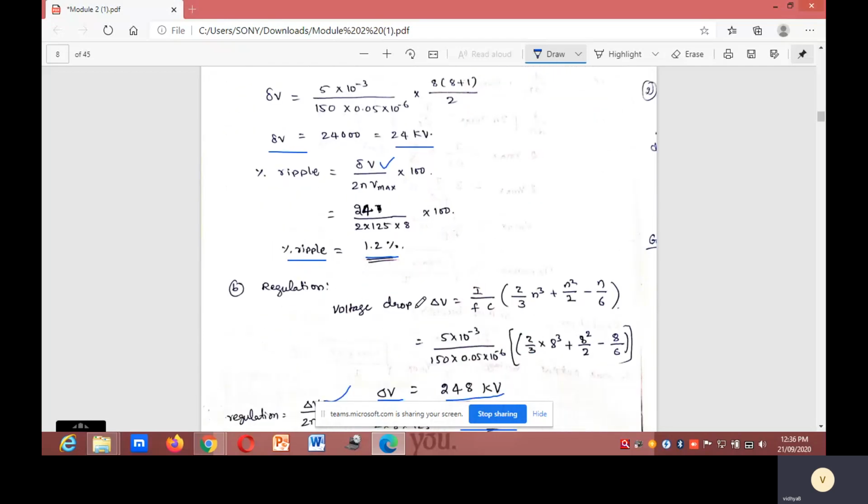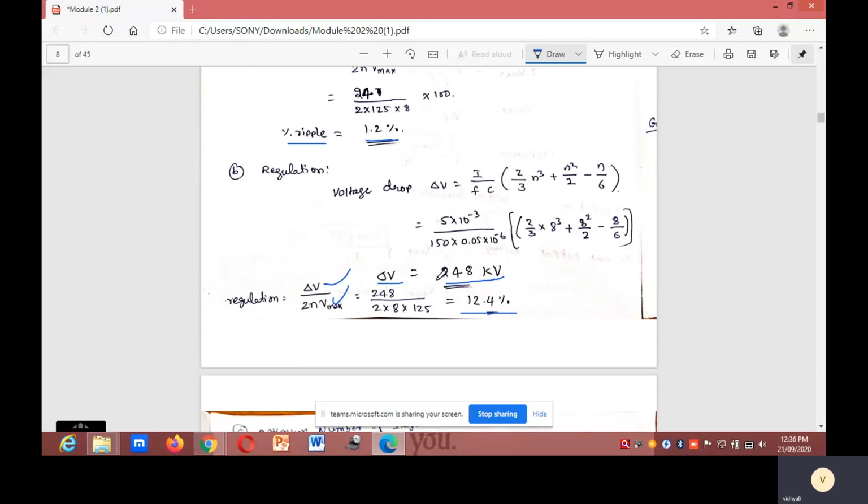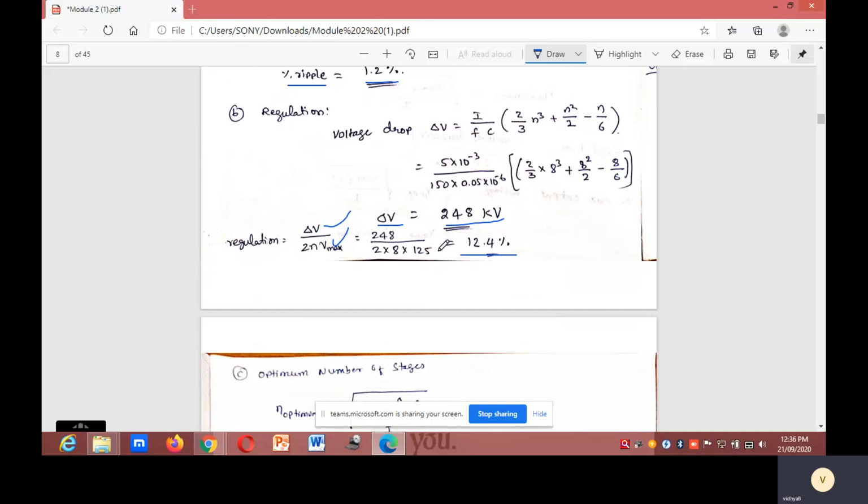Next, regulation voltage. Before going to the regulation, we need to find out voltage drop. Voltage drop is equal to I divided by FC open bracket 2 divided by 3 n to the power of 3 plus n square divided by 2 minus n divided by 6 close bracket. We know the values, so substitute, you'll get voltage drop is equal to 248 kilovolt. Next, substitute in the regulation formula delta V divided by 2n V maximum. After substituting, you need to multiply by 100, you'll get 12.4%.